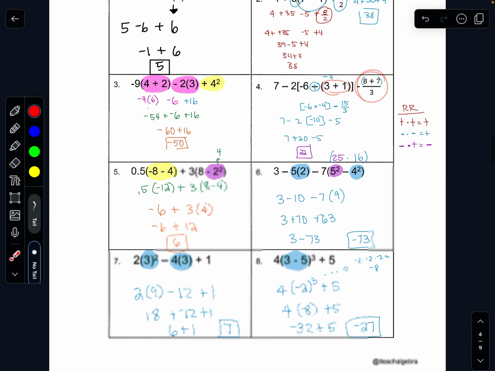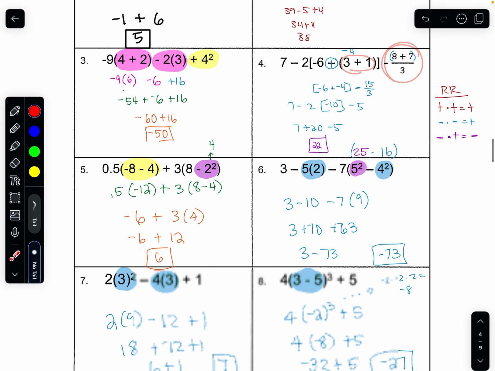You can go ahead and check all these. I'll just leave this screen like this for a little bit. I tried to highlight to show you what you should be doing first.